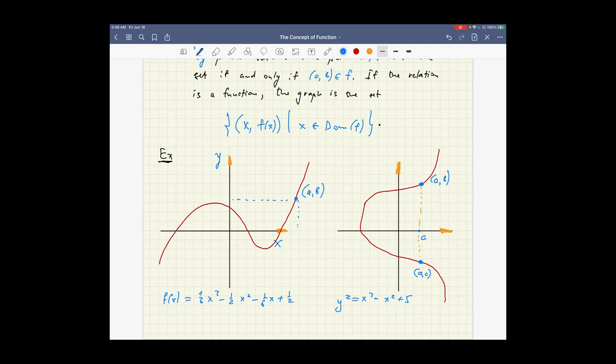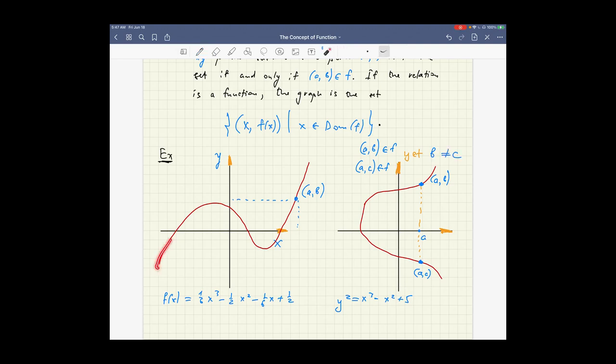And we can see that the graph on the right corresponds to a relation which is not a function, because the first coordinate A from the domain corresponds to more than one pair in the relation. We have A comma B in the relation, and A comma C in the relation. Yet, clearly, B and C are not equal.